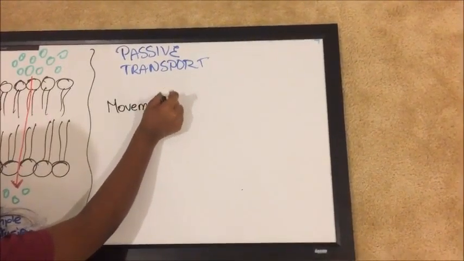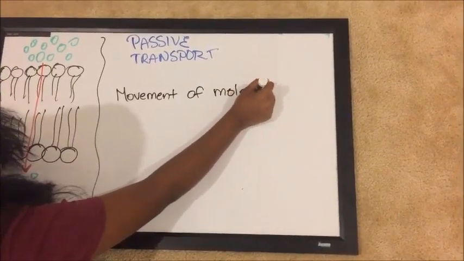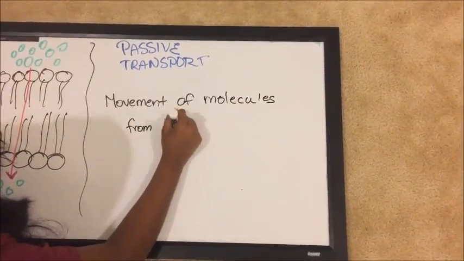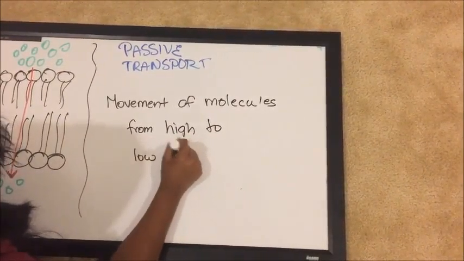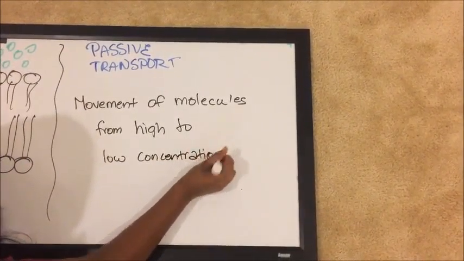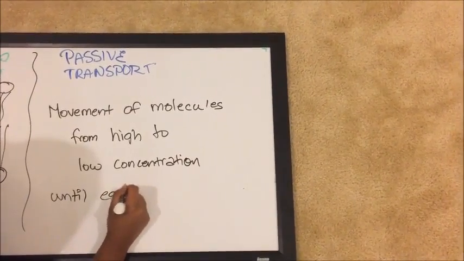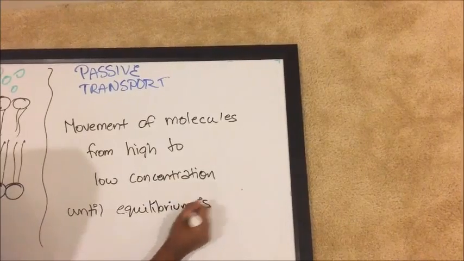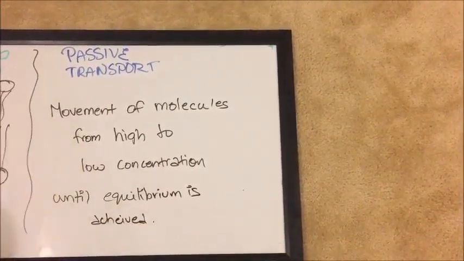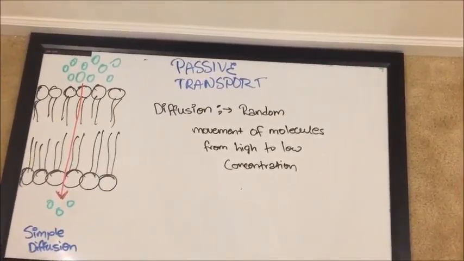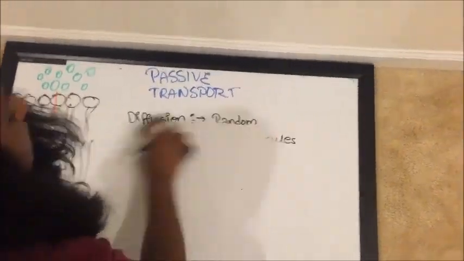Passive transport is the movement of molecules across the concentration gradient from a region of high concentration to low concentration until equilibrium is reached. Diffusion is the random movement of molecules from a high to low concentration.